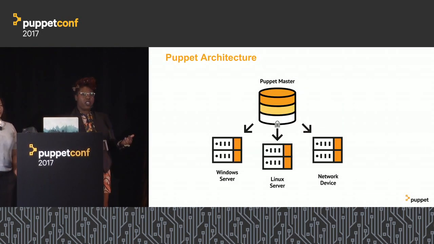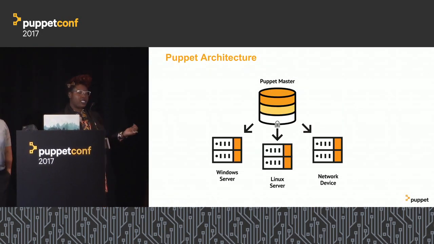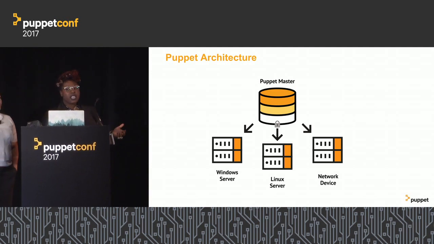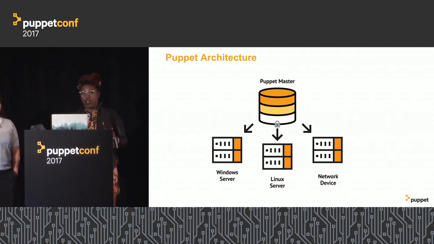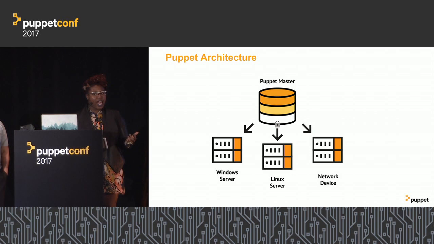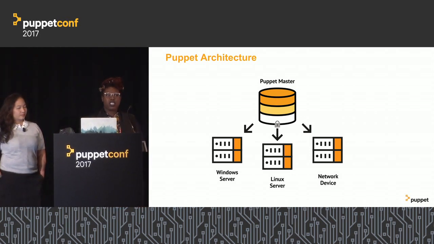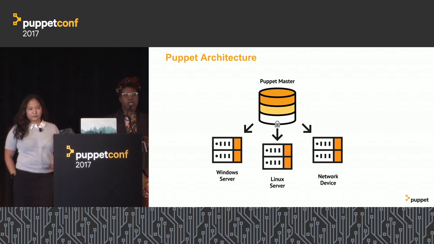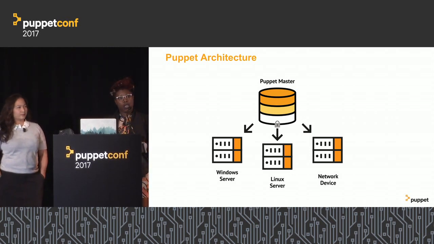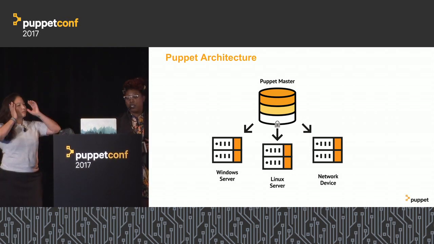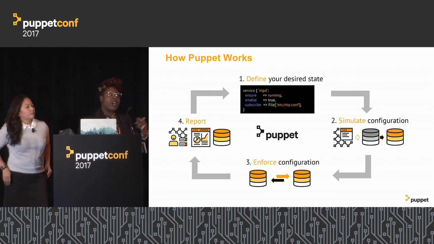We do this in a very familiar architecture. So this is a diagram of Puppet architecture. It's a client-server architecture here that we have, with the Puppet master serving as the server, and then our agents being the clients. The agents can be any OS, they can also be network devices, and they can come from any platform, whether it's a cloud platform or a containerized environment. And how does Puppet work?